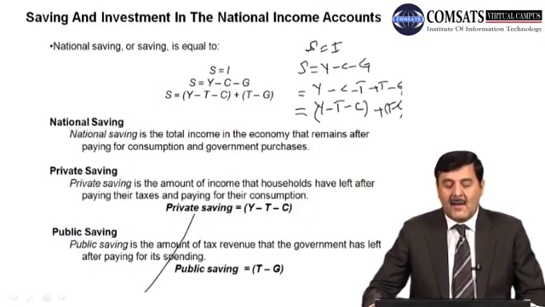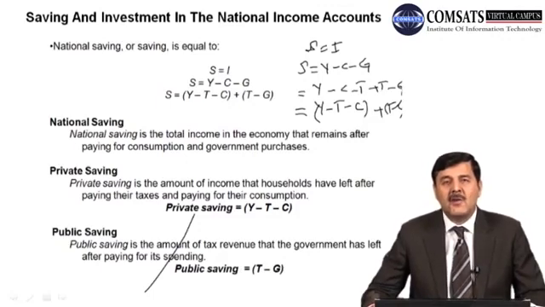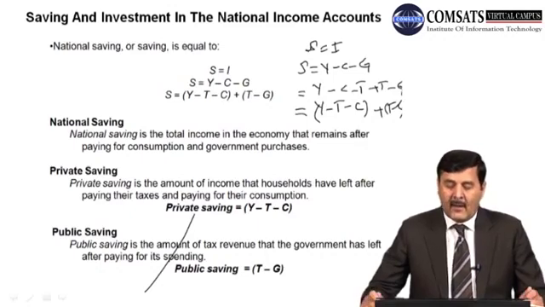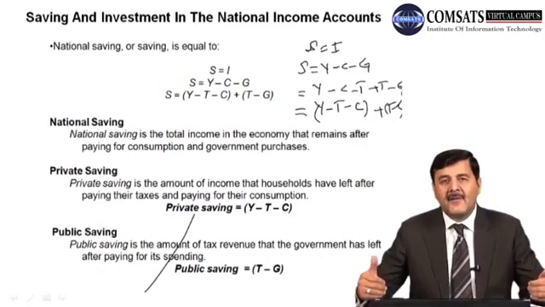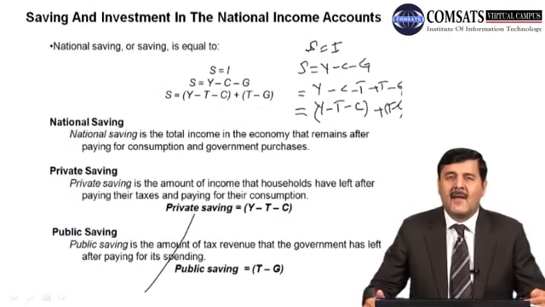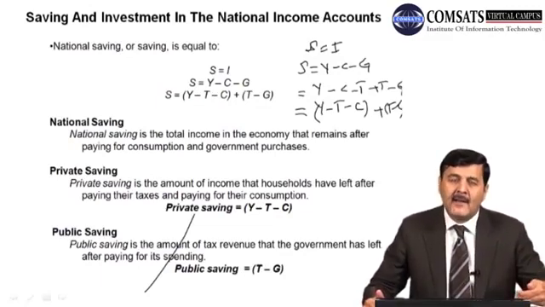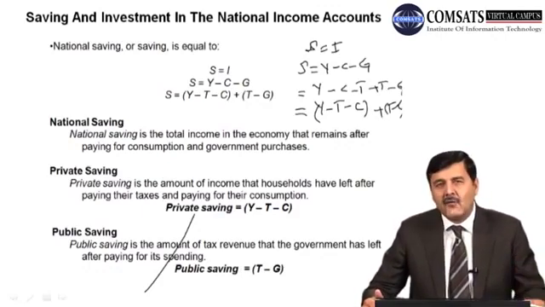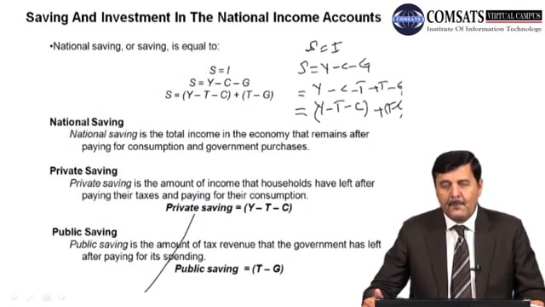Now private saving is the amount of income that households have left after paying their taxes and paying for their consumption. So Y minus T minus C, that is the private saving, is the total income that households have left after paying taxes from their total income and paying for their consumption. So when they pay for consumption from their income and also pay taxes, the remaining part that is left is known as the private saving. T minus G is the public saving.